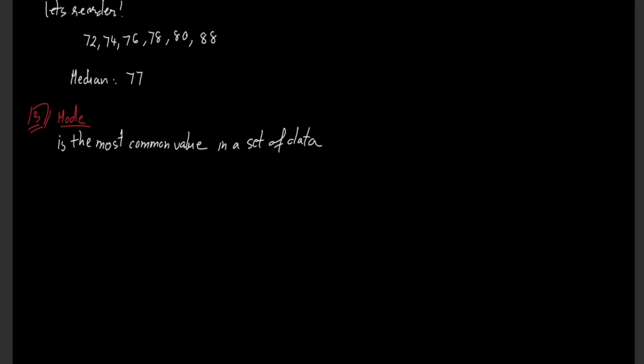Sometimes the set can have one mode. Sometimes it has more than one mode. Sometimes it doesn't have any mode. That's okay. If it doesn't have any mode, that's alright. So I'm going to write it down here: a data set can have no mode, one mode, or more than one mode. It could be two modes, three modes, more than one mode.